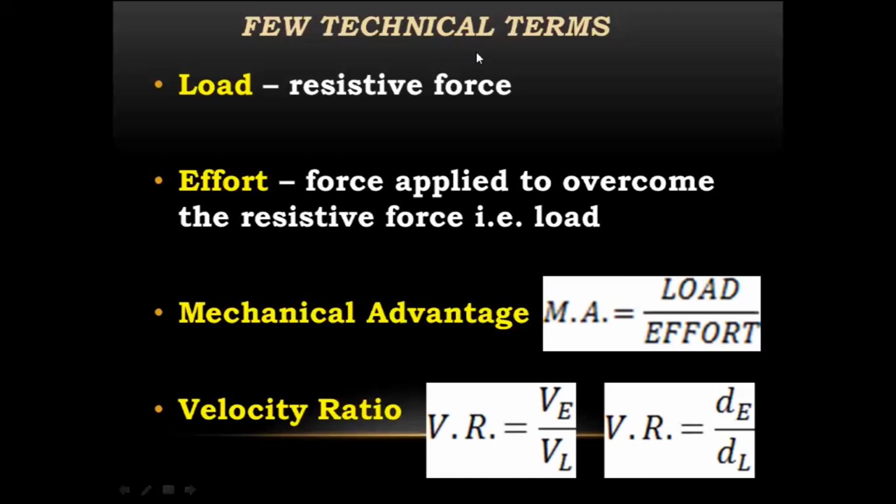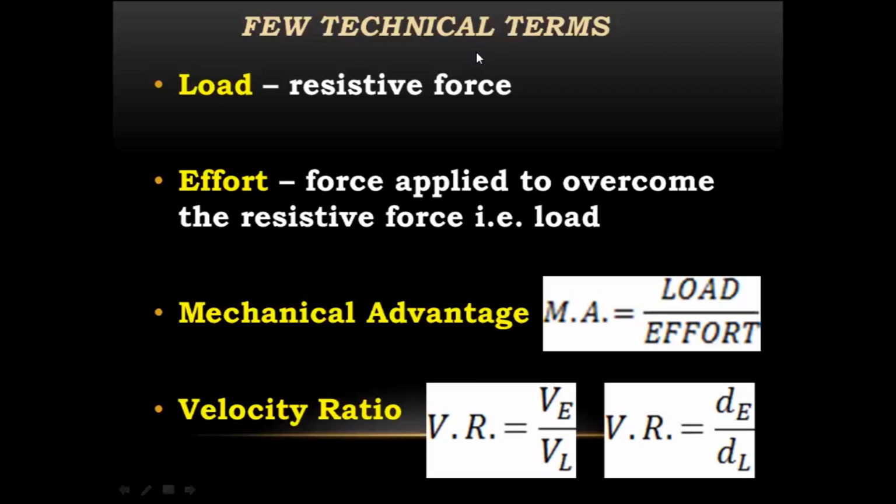The third one is mechanical advantage. The mechanical advantage is the ratio of load to the effort. So it's simply the ratio of load and effort: the load, and the force that you apply, that's effort. Load by effort is your mechanical advantage. Since it is a ratio, mechanical advantage does not have any unit.